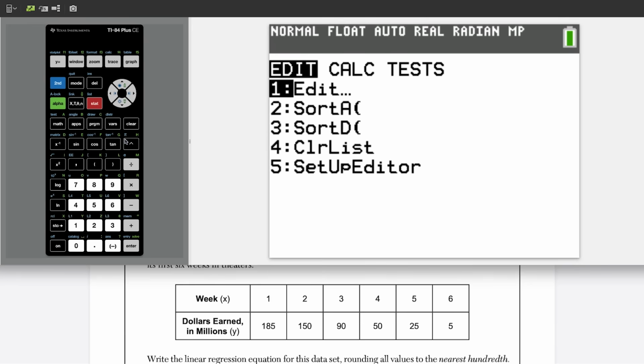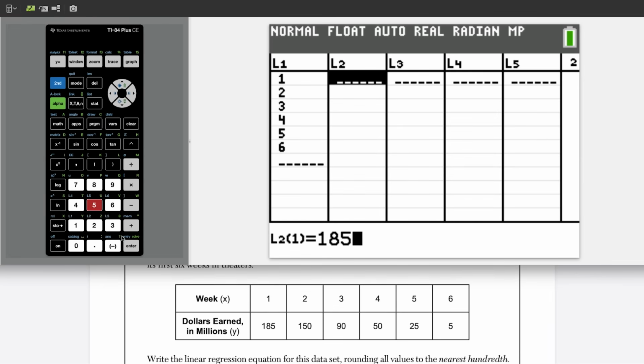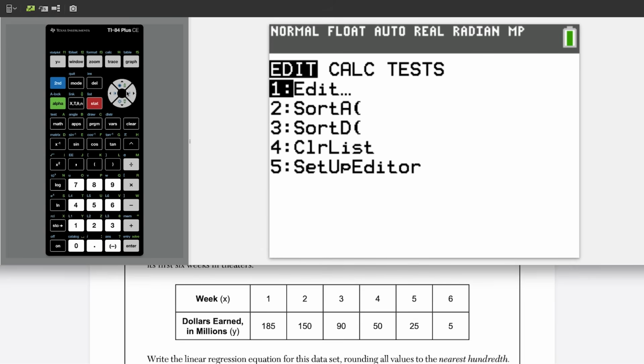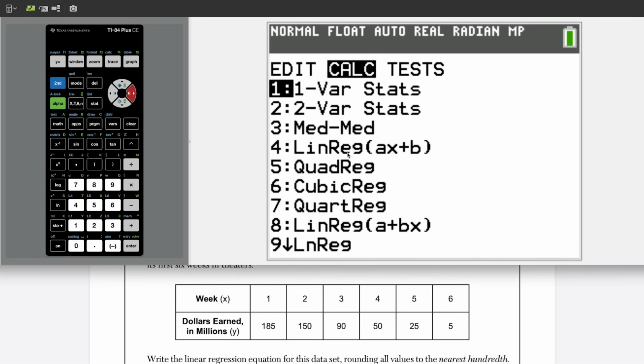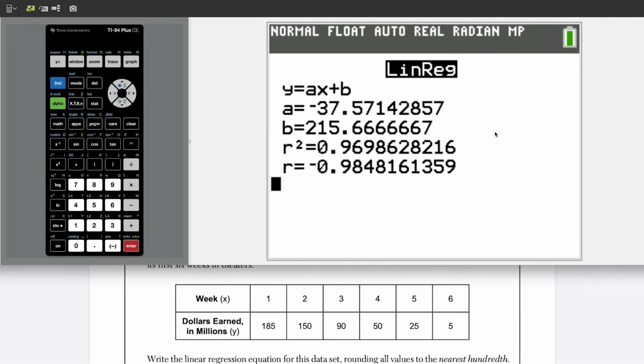So now I go to stats edit, and notice my table is blank. So I just type in my X values here. So I have 1, 2, 3, 4, 5, 6. And then for the Y values, these are going to go in the L2 column. So we have 185, we have 150, and we just press enter after each entry. And we just type this in all the way down to the last one. And from here, I'm going to hit stats, calculate, linear regression is option 4. And we calculate, and this gives us all the values we need.